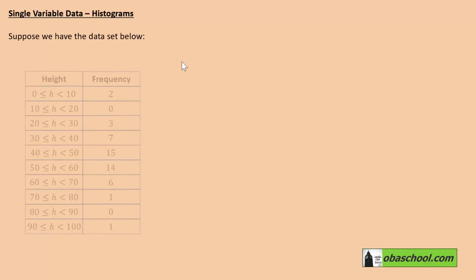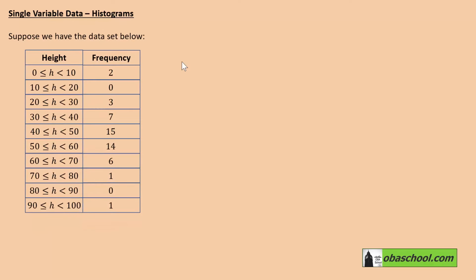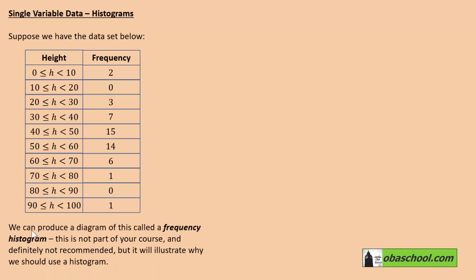Single variable data, histograms. Suppose we have the data set below, and we can see we're working with height, which is, of course, a continuous variable. We can produce a diagram of this called a frequency histogram. Note that this is not part of your course and definitely not recommended, but it will illustrate why we should use a histogram.